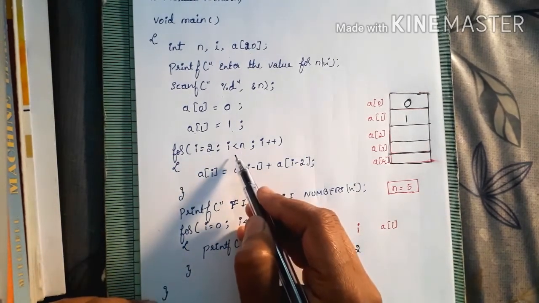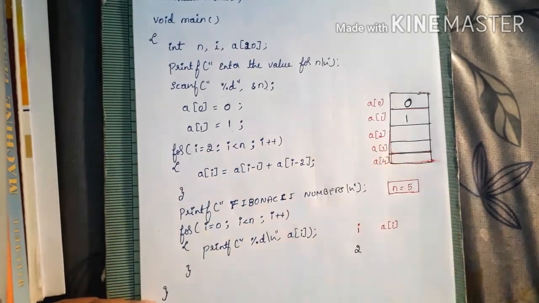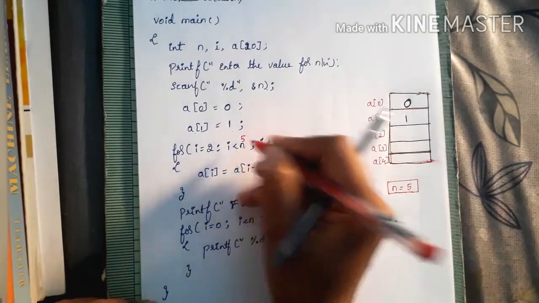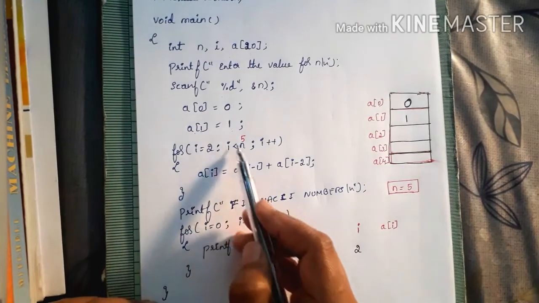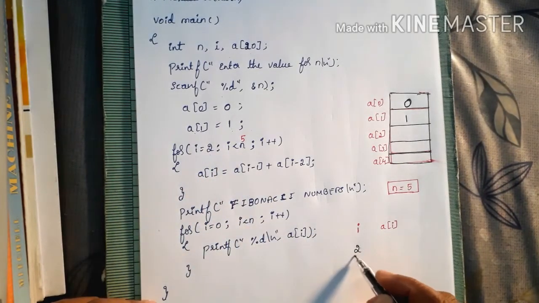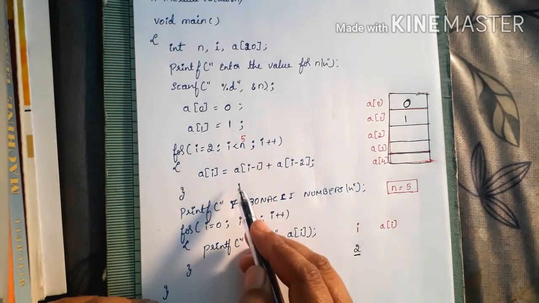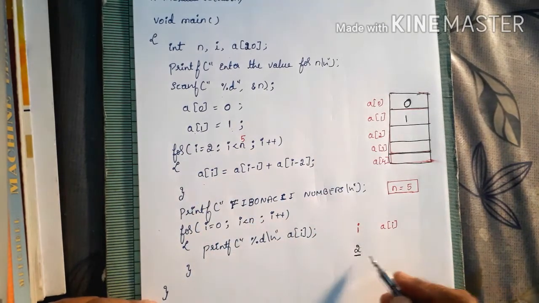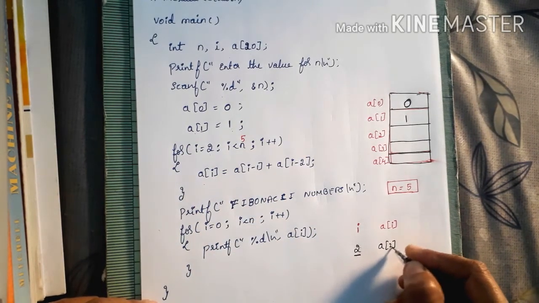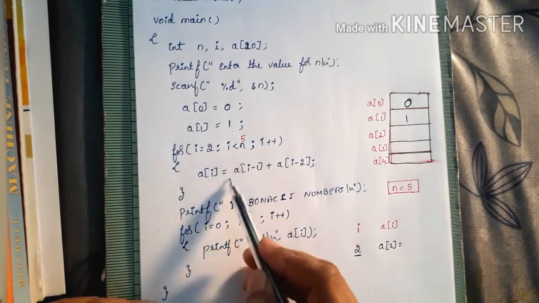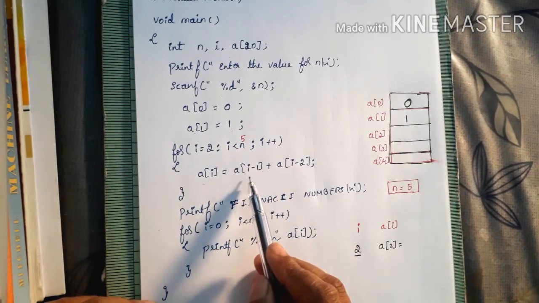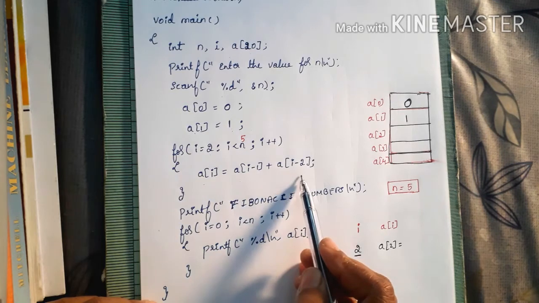Is I less than n? The value of n is 5. I is less than 5, the condition is true. That is, 2 is less than 5, the condition is true. The control enters the for loop. Next, A of I. A of I means A of 2. A of 2 is equal to A of I minus 1 plus A of I minus 2.